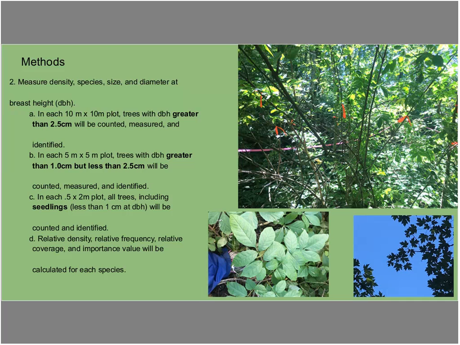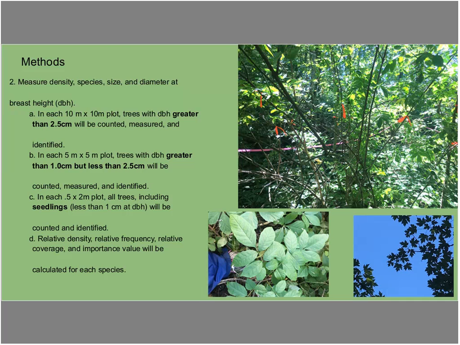So we counted, we found the species of them by looking at the plant, the leaves and the branches, and the bark, and then we marked them so we wouldn't recount any trees because, as you can see, there's a lot of trees. In the 5x5 meter plot, we measured smaller trees that had a DBH of greater than 1 centimeter but less than 2.5 centimeters.